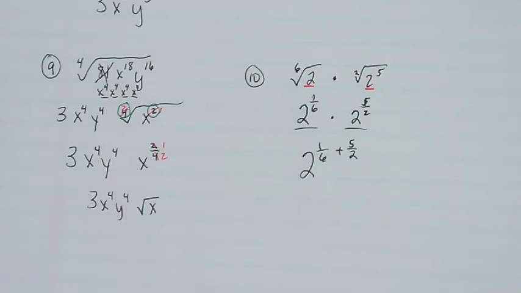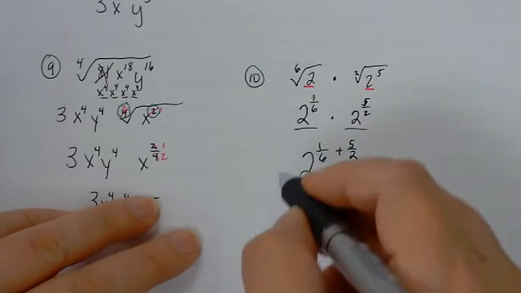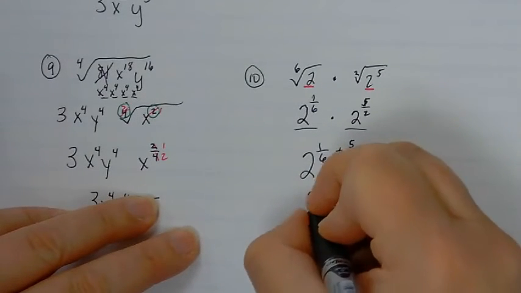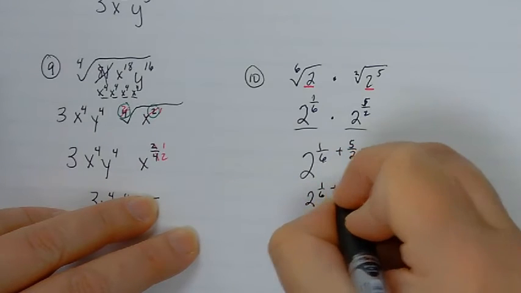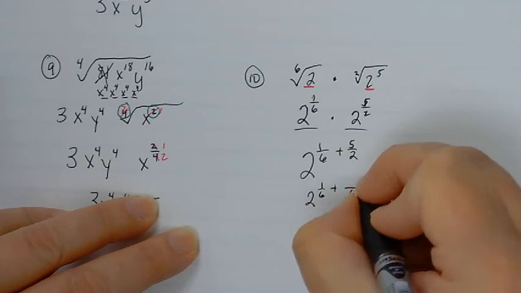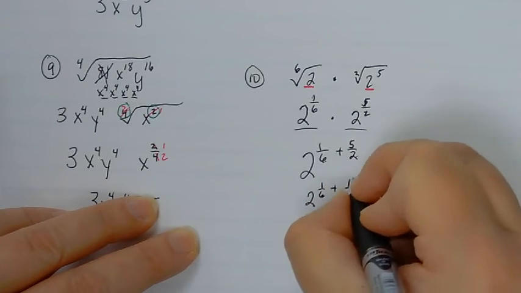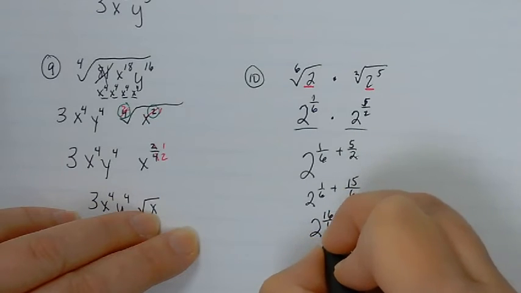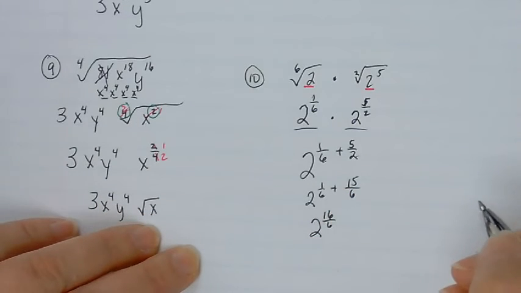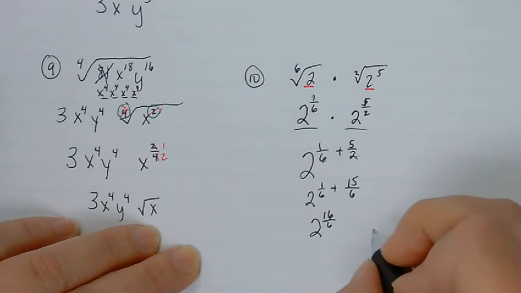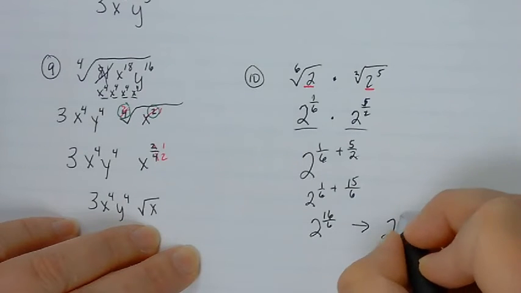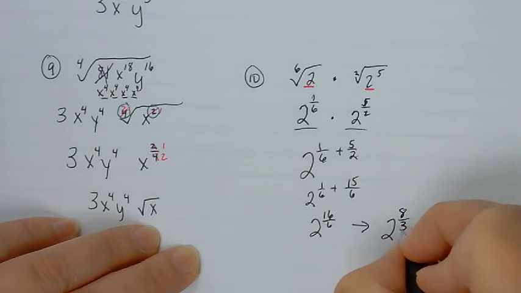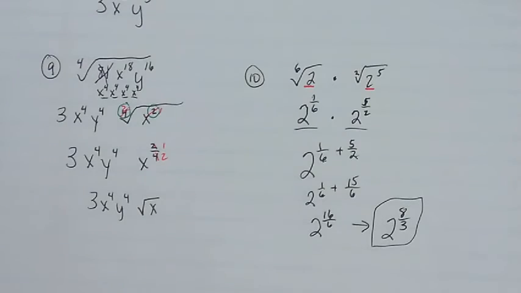And now I have to get a common denominator, and the common denominator of 6 and 2 would be 6. So I have 2 to the 1/6, plus I'm going to change that to 6 by multiplying by 3, so I have to take that times 3. So it'd be 2 to the 16/6, but that reduces by 2, so my answer would be 2 to the 8/3 power, and that is simplified.